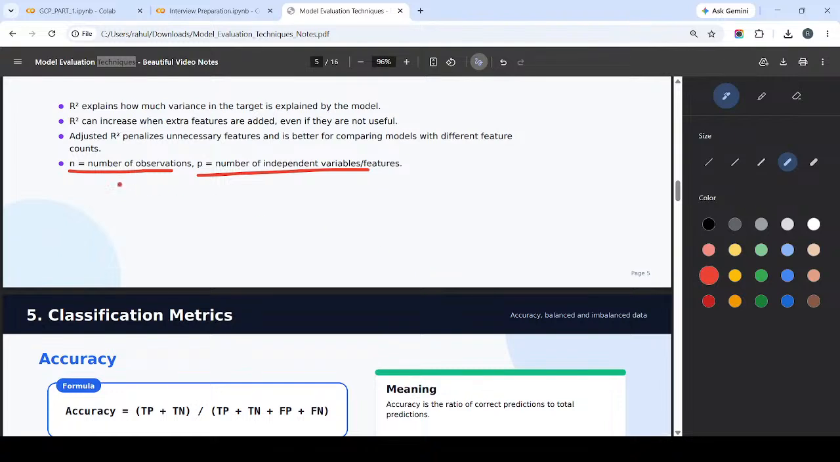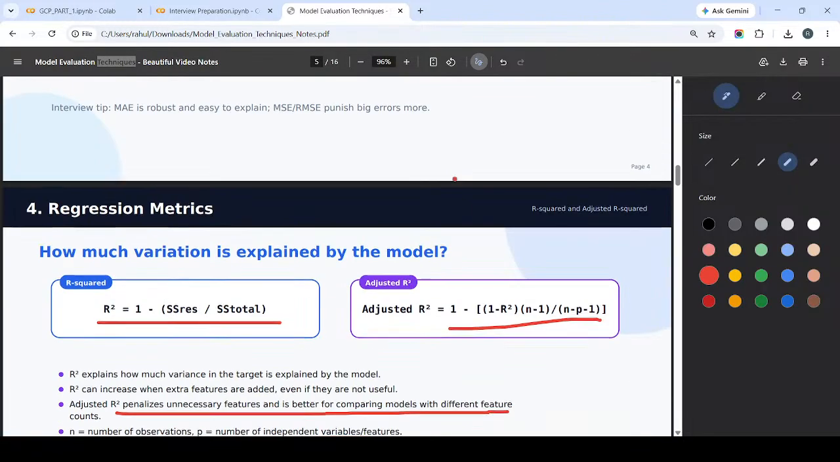Adjusted R square penalizes unnecessary features and is better for comparing models with different feature counts. Okay, so if you have two models which have different feature counts, then we can compare them using adjusted R square.